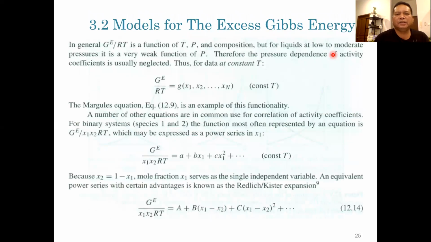Okay, models for excess Gibbs energies. For the general GE over RT, we can form it into this form, for constant T, a function of x1, x2, up to xn. Or we can expand it into x1, x2 times A plus B x1 plus C x2 plus and so on, for constant T. If you still remember this equation here, for ideal solutions we ignore this. What does this mean?